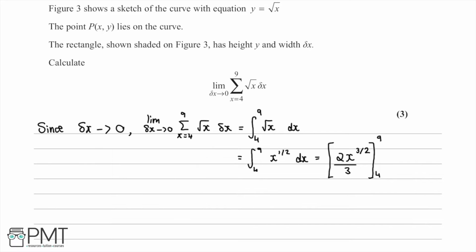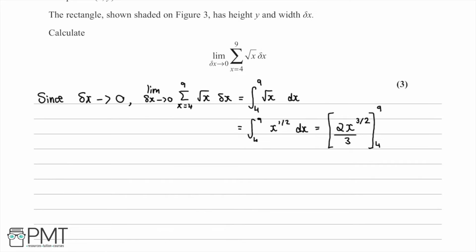So 9 and 4. And then all that's left for us to do now is to take 9 and take 4 and substitute them into our equation. So what do we have here? We're then going to have 2 lots of 9 to the power of 3 over 2, and we're going to divide that by 3, and then from this we're going to subtract 2 multiplied by 4 to the power of 3 over 2, and we're going to divide this one by 3 as well. And then putting these into our calculator, these come out as 38 over 3, and therefore we've answered the question, and we've shown that the limit as delta x tends to 0 of the sum from x equals 4 all the way to 9 of root x delta x is equal to 38 over 3.